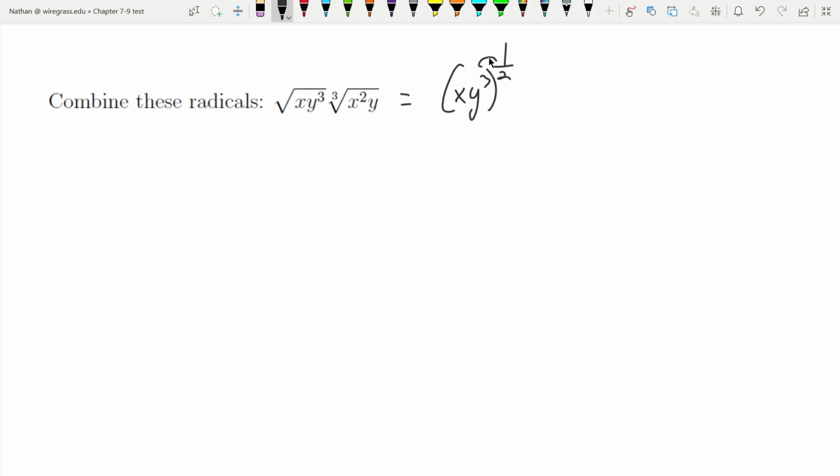And that can distribute into both of the powers. X is a power of 1, y is a power of 3. You're going to multiply them in there. The same kind of process for the second one.